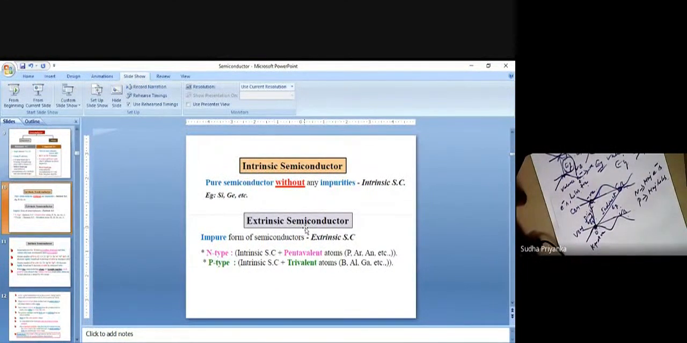So extrinsic semiconductor, impure form of semiconductor can be classified into two types: n-type semiconductor and p-type semiconductor. So example for n-type semiconductor, all the pentavalent atoms are example for n-type semiconductor: phosphorus, arsenic, antimony, all those things. P-type semiconductor, all the trivalent atoms are example for p-type semiconductor: boron, aluminum, gallium, etc. These are the example for extrinsic semiconductor.